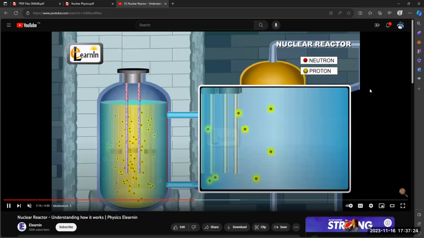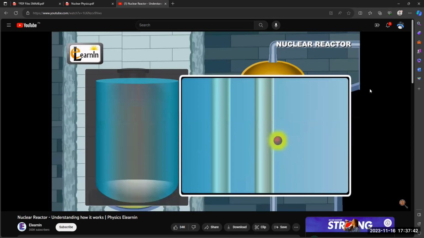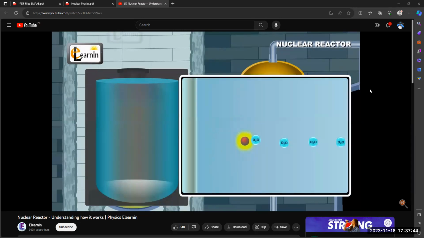So this is the normal fission reaction that takes place. Now, what is the working of the moderator? It means water, and there are two possibilities. Either we use simple water that we use in our daily life, H2O, or heavy water, right? It depends upon the usage, how much electricity we are going to make.